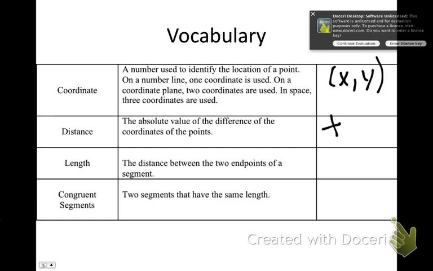Length is the distance between the 2 endpoints of a segment. So we're talking about the distance between A and B there. We're going to talk about finding lengths. Congruent segments: 2 segments that have the same length. Try and draw them as best I can here. Congruent segments typically are marked congruent. They'll use tick marks, like something like that, to indicate they are the same or they are congruent. So being able to recognize congruency symbols is going to be important from here on.